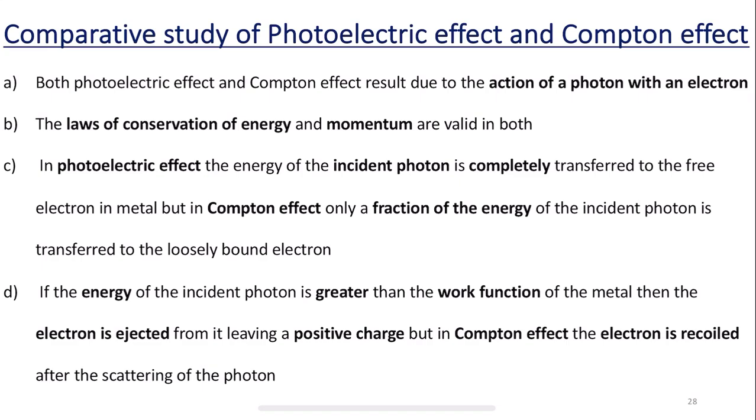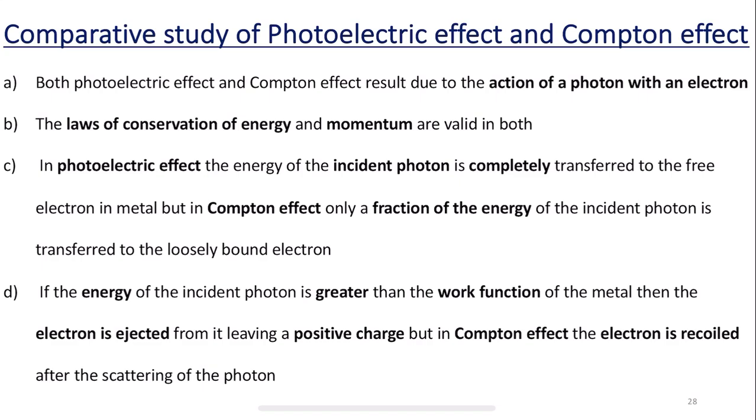Along with this, we can add some more differences between Compton effect and photoelectric effect. Compton effect is explained by Arthur Compton, and photoelectric effect is explained by Albert Einstein. In Compton effect, the energy associated with the free electrons is mid energy, whereas in photoelectric effect the energy associated with the electrons is low energy.